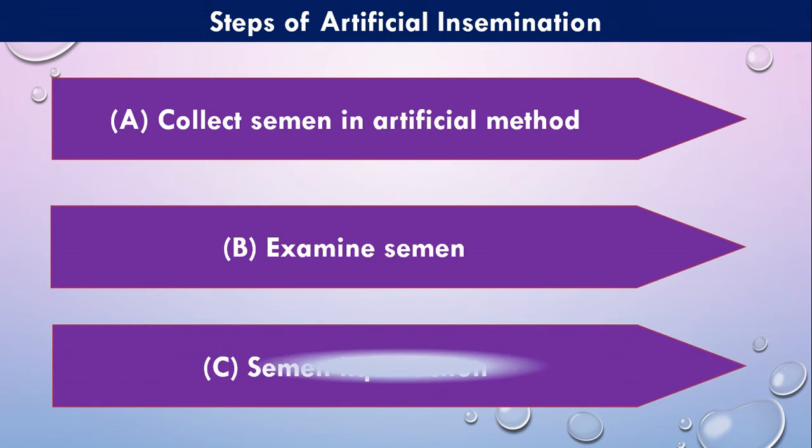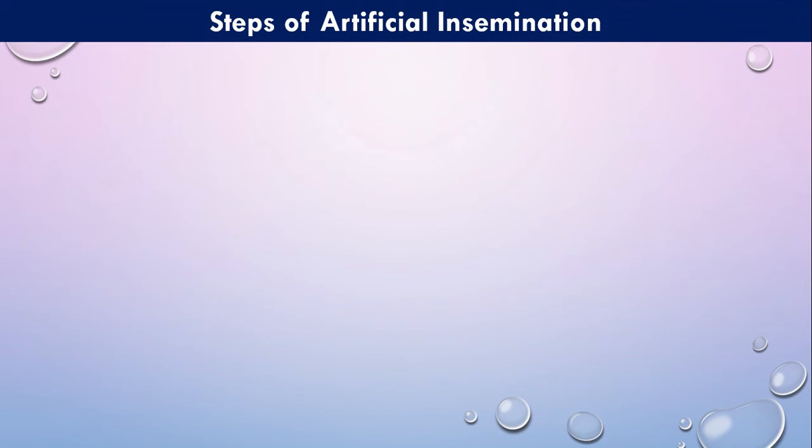Next point is semen liquefaction. That means making the semen liquid with the help of some other component. Otherwise it will not be possible to breed a huge number of local cows.